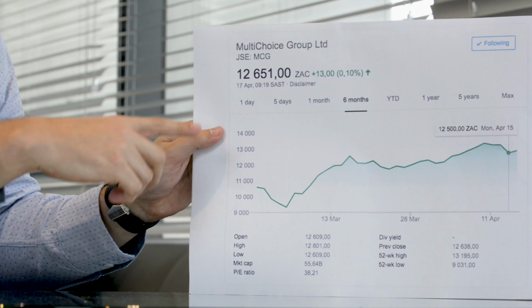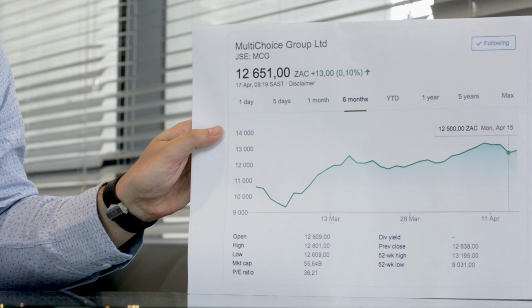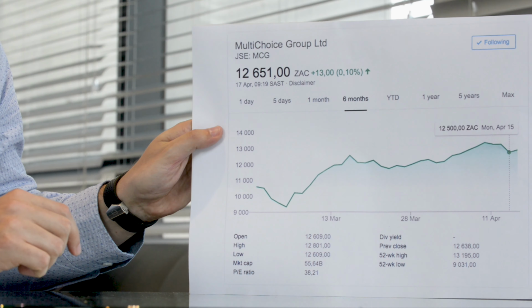Then if we move down to the actual graph itself, it allows you to select the period of time that you want to see what the share price has done. It's currently selected as 6 months, but only reflects from the 27th of February, which is when we listed. And you can see we've had really positive share price performance from listing.